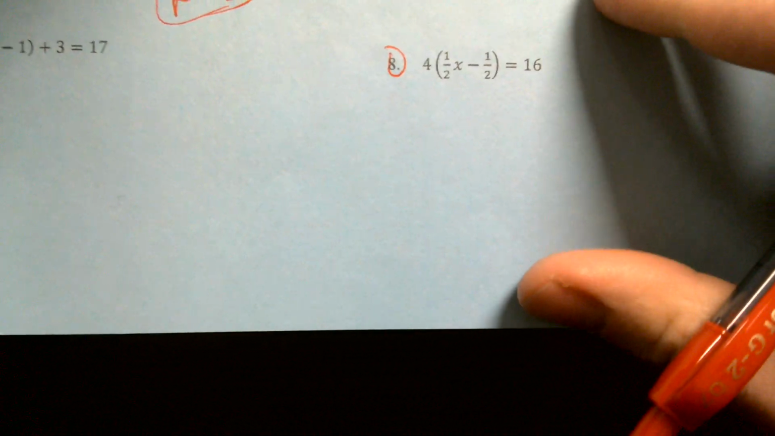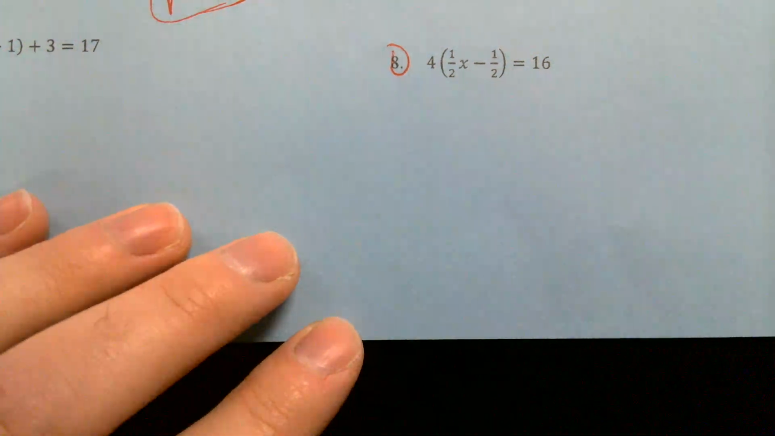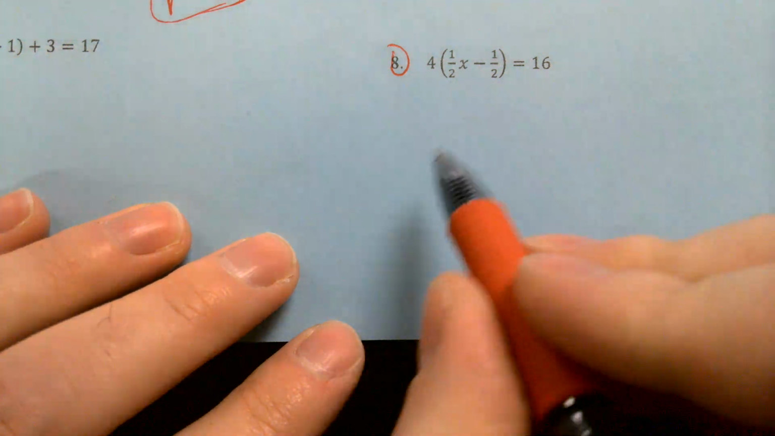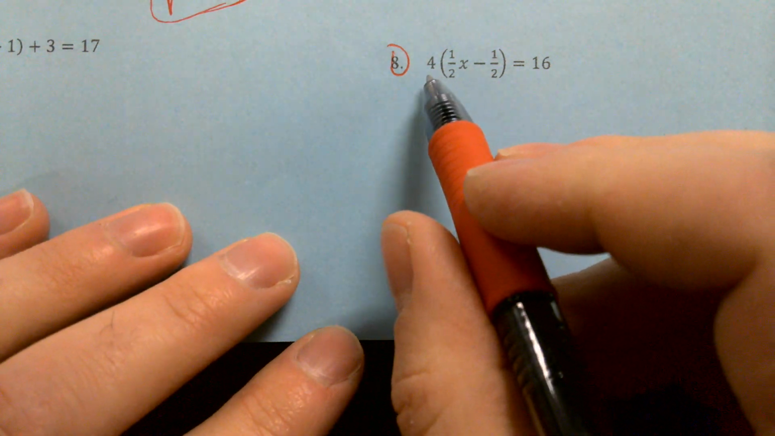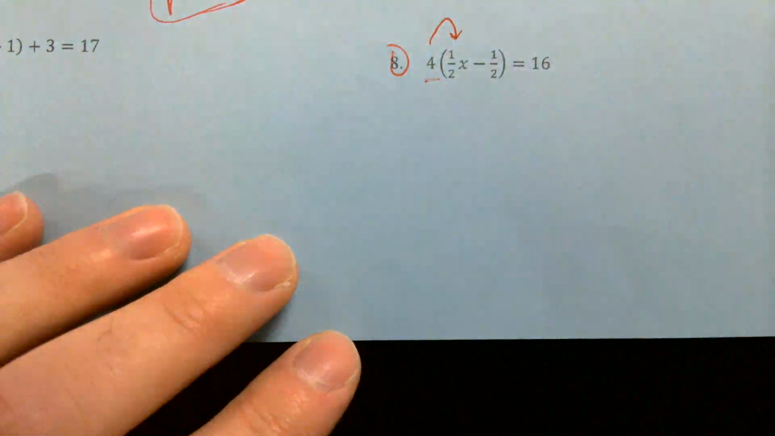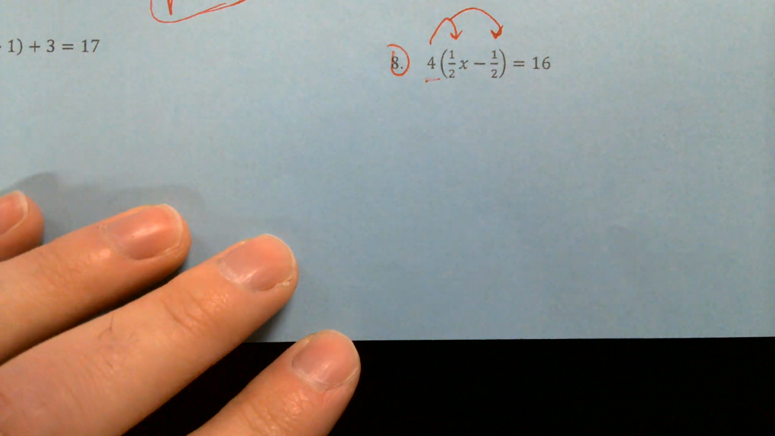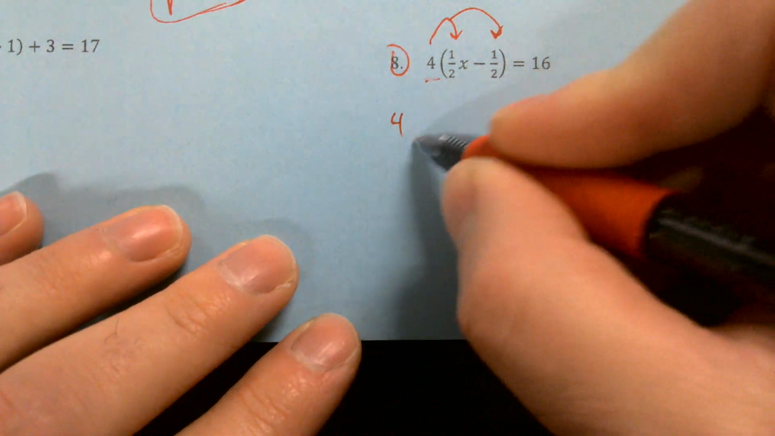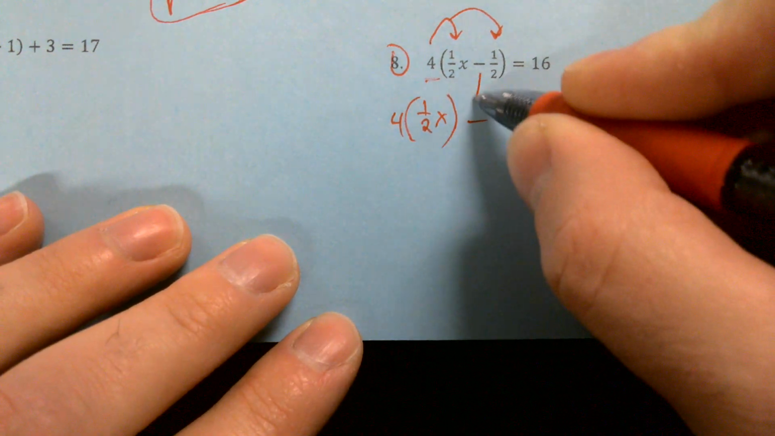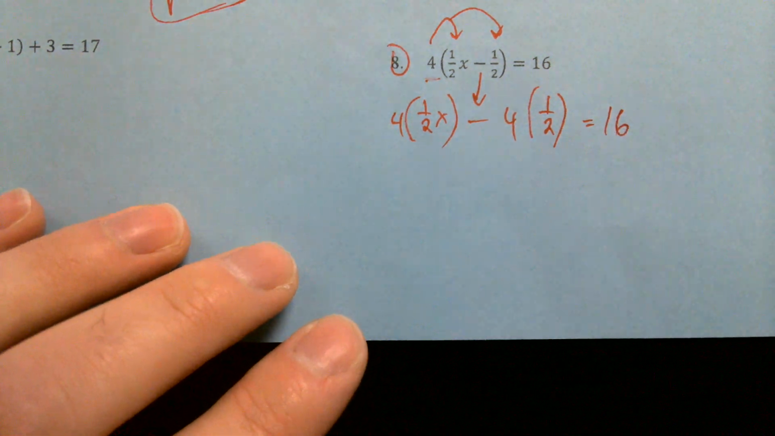Down to 8. Now this one's a little bit tricky because of these fractions. That's going to be our focus for today, so we'll get nice and comfortable with seeing these fractions in here. But for this one, it's not too bad. The number that we're going to distribute is this 4. We're going to distribute it to the 1/2 x and to the 1/2 on the end. It's going to look like this. 4 times 1/2 x minus 4 times 1/2 equals 16.